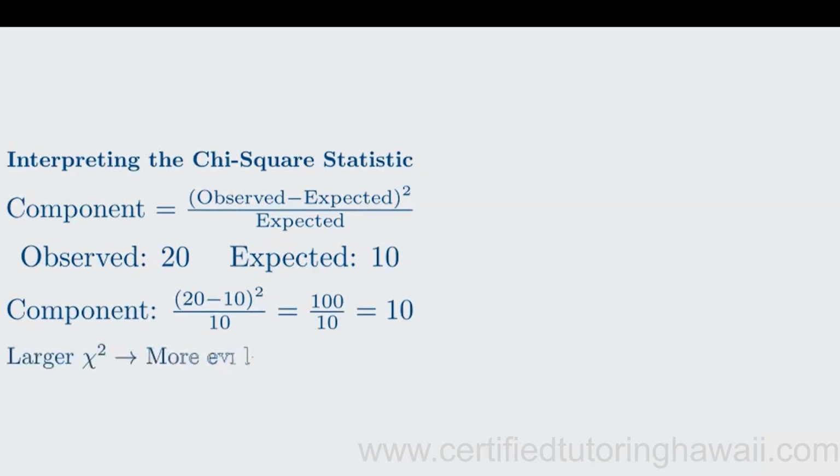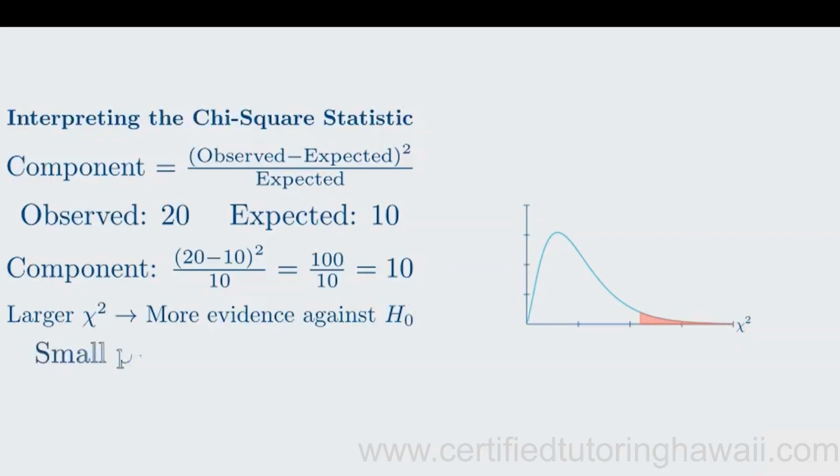The larger the final chi-square statistic, the more evidence we have against the null hypothesis. On our distribution curve, a very large chi-square value will fall far into the right tail. This results in a very small p-value. If the p-value is smaller than our significance level, usually 0.05, we conclude that the differences we see in the data are too large to be explained by random chance alone.